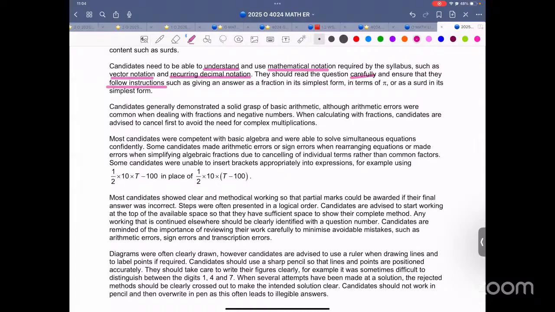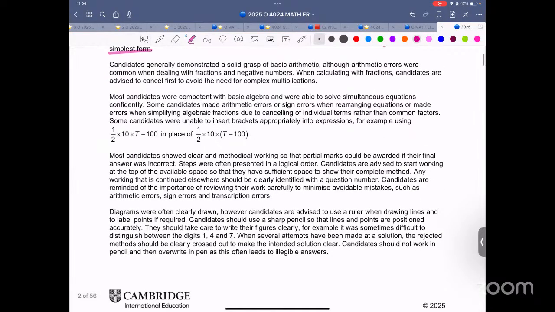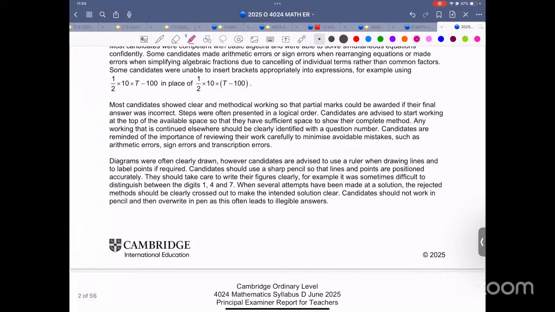That's the main thing, such as giving the answer in a fraction in a simplest form, in terms of pi, or as a surd in the simplest form. Candidates usually demonstrated a strong grasp of arithmetic, although arithmetic errors were common when dealing with fractions and negative numbers. When calculating with fractions, candidates are advised to cancel first to avoid the need for complex multiplication. Then there were sign errors when rearranging equations. Just take care of that.